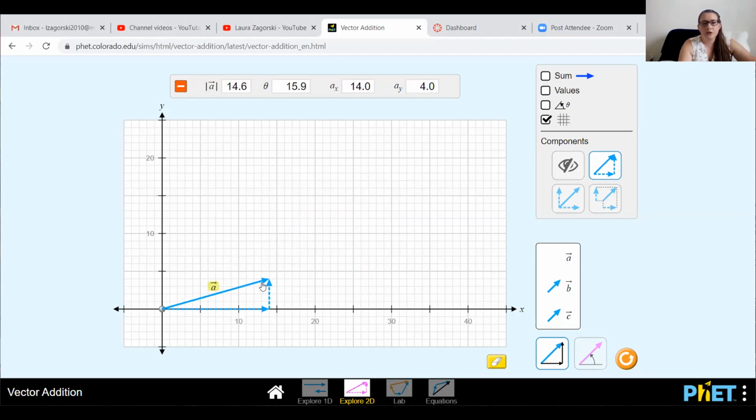And you can see as we change the vector itself, vector A, our components are also changing. So the less far it goes over in the x direction, the smaller our x component gets. The higher up it goes in the y direction, the higher our y component gets. Okay. So I'm going to pop back over to the PowerPoint. Give me just a moment.